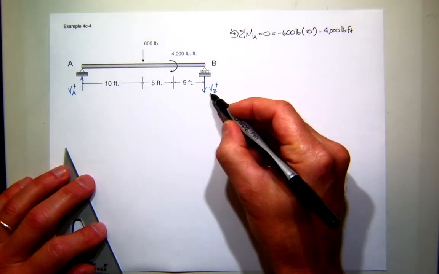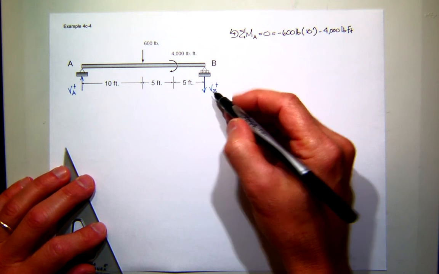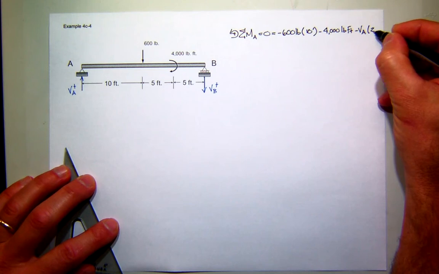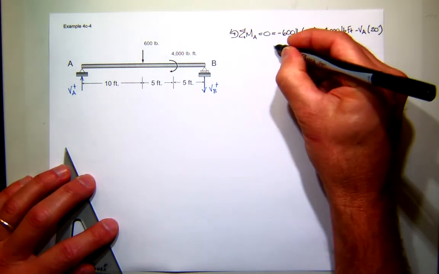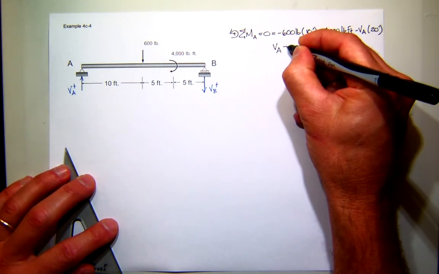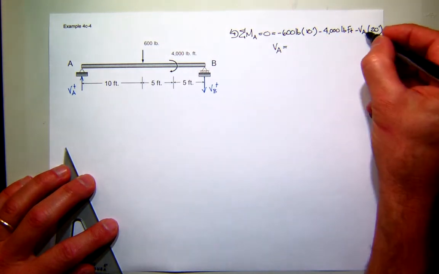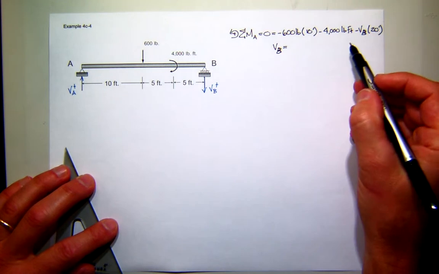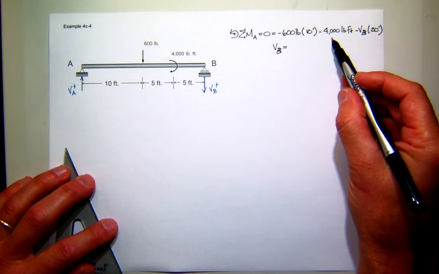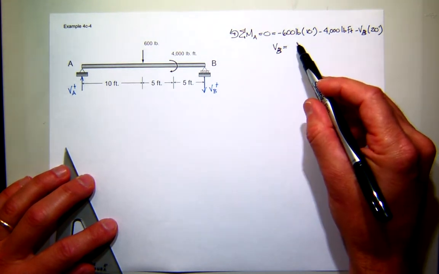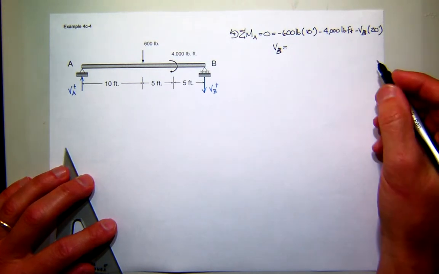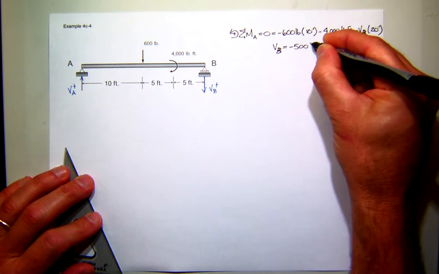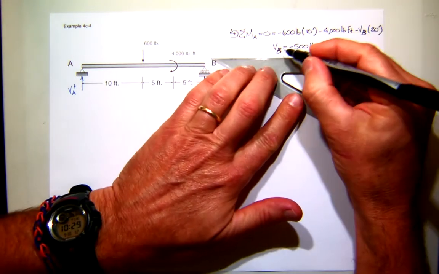And then I'll have my positive shear at B, which creates negative moment. It has a moment arm of 20. So what is the shear at, I wrote A, but it should be B. So what's that? That's 200 and 300, 500? Negative 500. So the shear at B is negative 500 pounds.